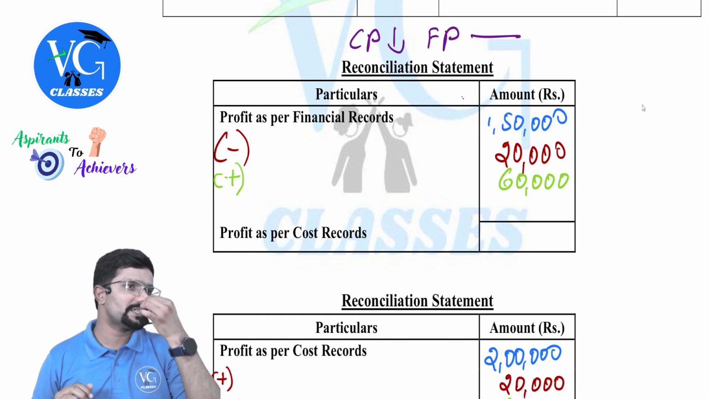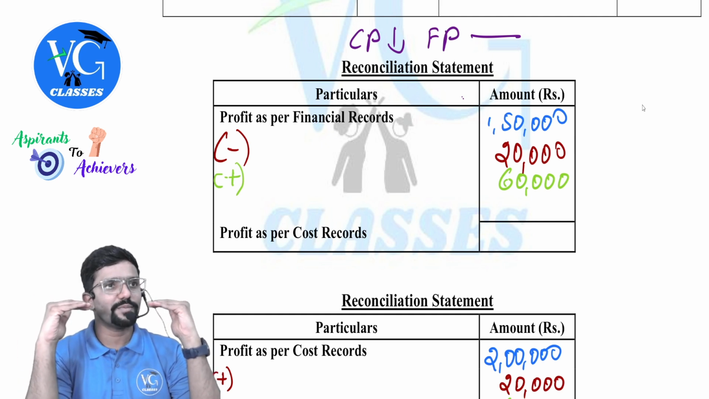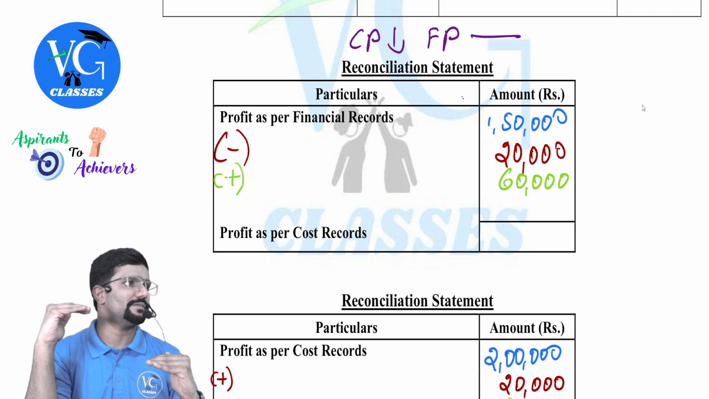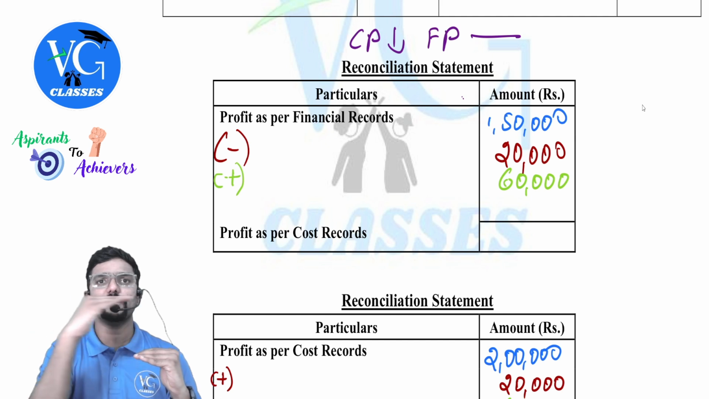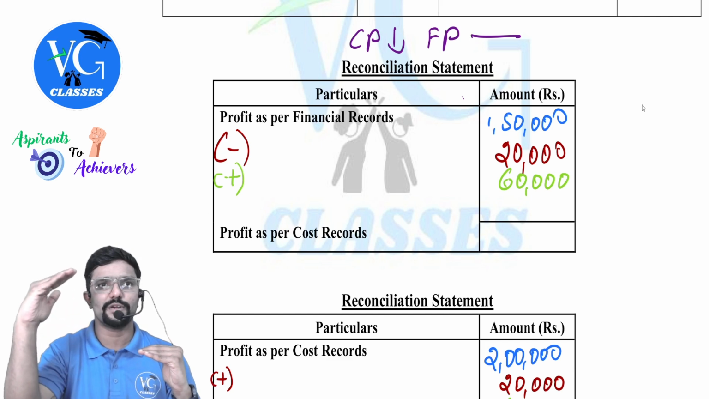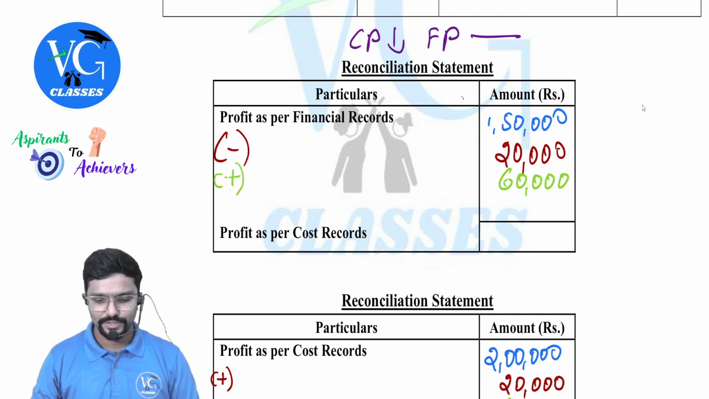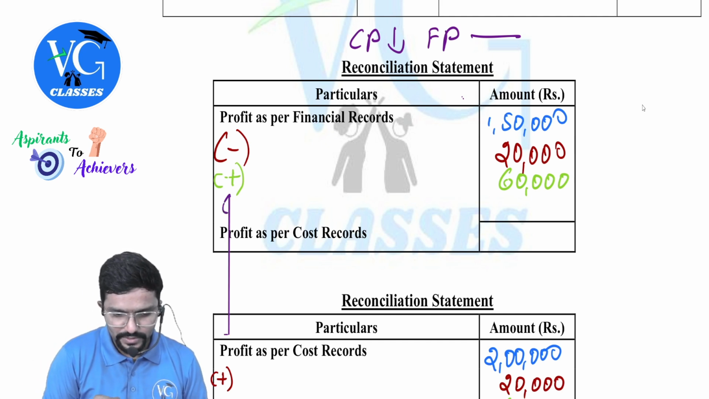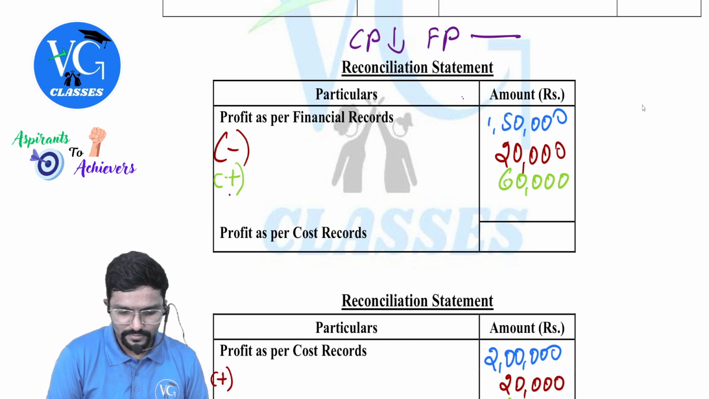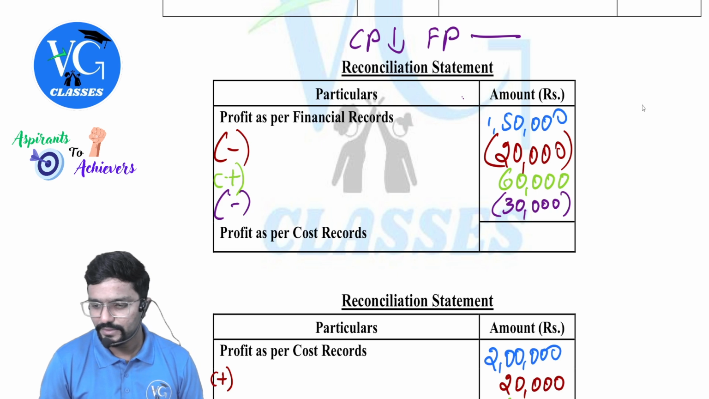If my financial profit is a starting point, financial profit is this one. Sir, it is constant, whereas my costing profit has come down by 30,000. My starting point is financial profit, which is constant because I have not recorded it. If I have to match it with costing profit, what should I do? Deduct it so that it will match. So 30,000, I am reducing. Put it in bracket. Even this, you put it in bracket.